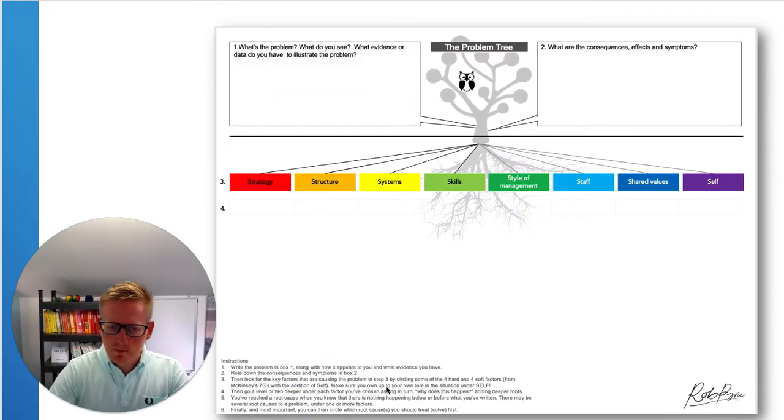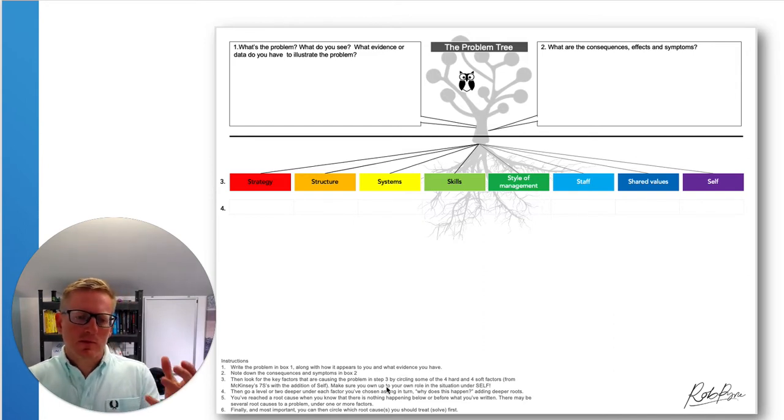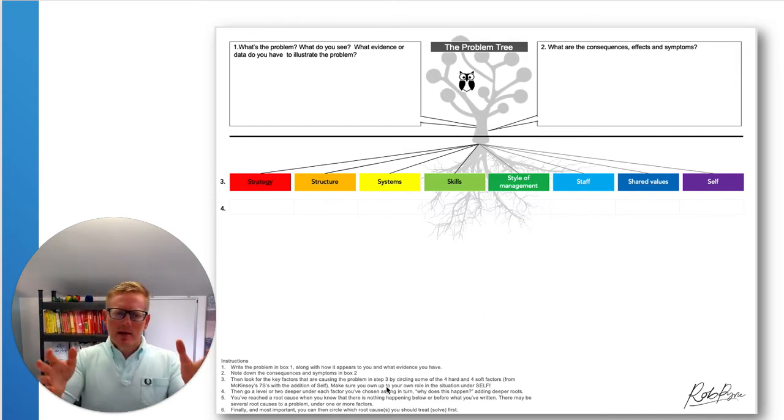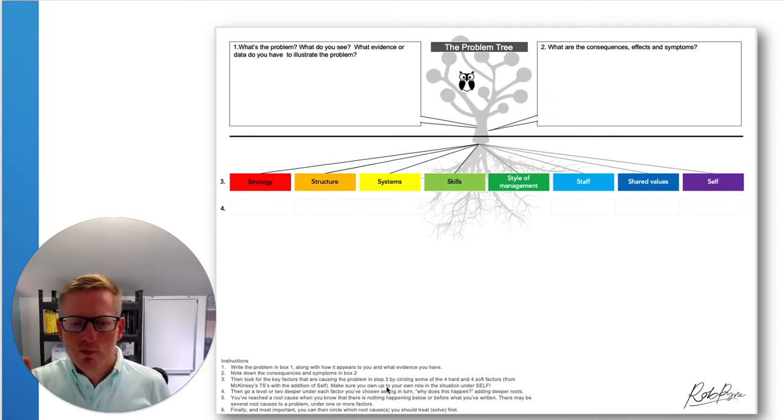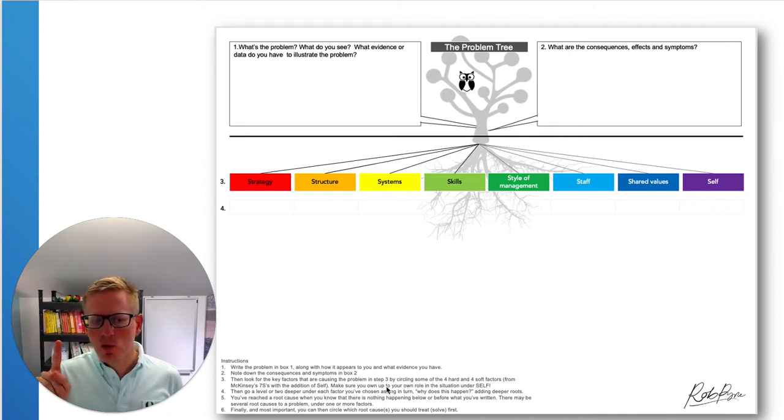The problem tree. Because one of the big things about making decisions and understanding problems is to go deeper inside them to work out what's the root cause. The problem tree helps you do that. So I'm going to walk you through step by step, and you can download a copy of it using the button at the top right of the video.